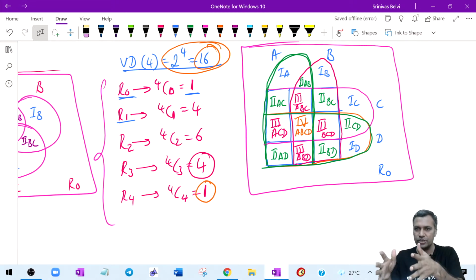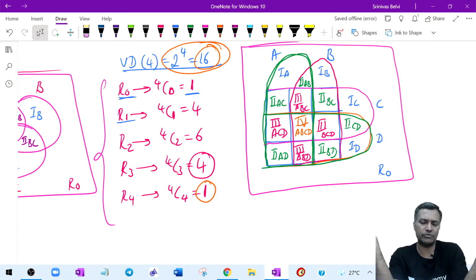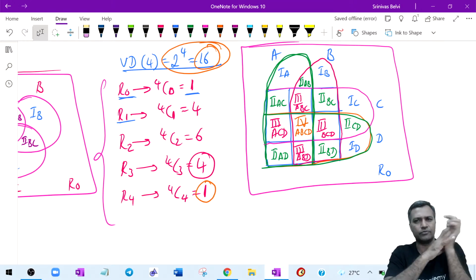Same way out here. If it is a Venn diagram for 5, 32 regions, then how do we do this? How will the questions come in the exam? We'll do it without drawing. I told you there are 3 types of questions, so we'll do it without drawing there. We don't draw anything there.